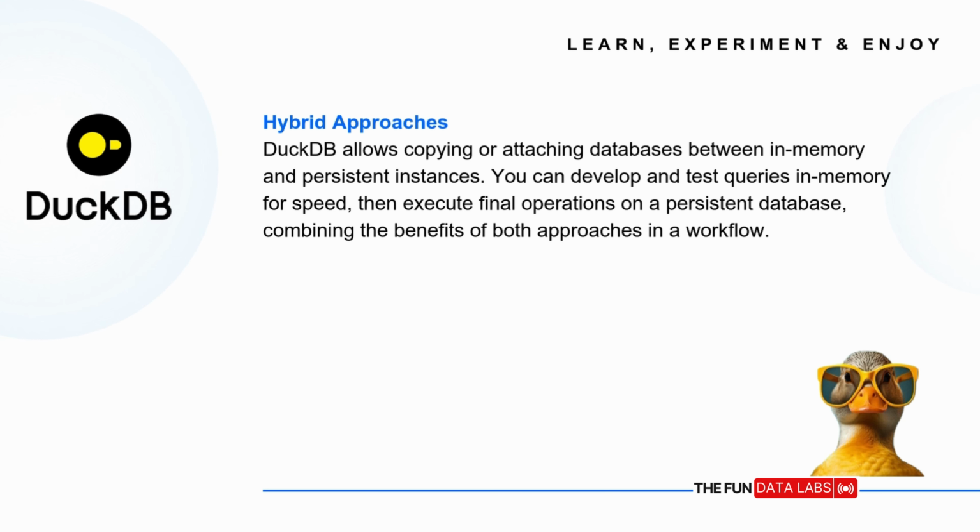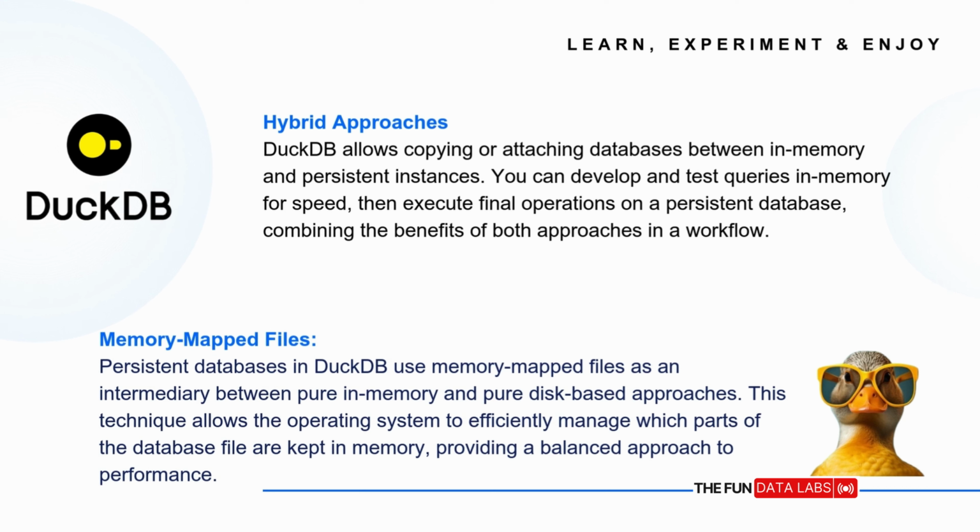An interesting technical detail about persistent databases in DuckDB is that they use memory-mapped files as an intermediary between pure in-memory and pure disk-based approaches. This technique allows the operating system to efficiently manage which parts of the database file are kept in memory, providing a balanced approach to performance. It's like having the best of both worlds, the speed of memory for frequently accessed data and the capacity of disk for everything else.